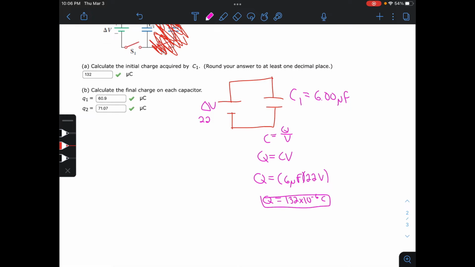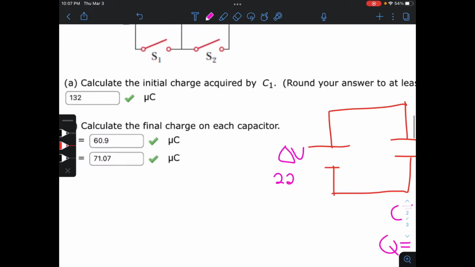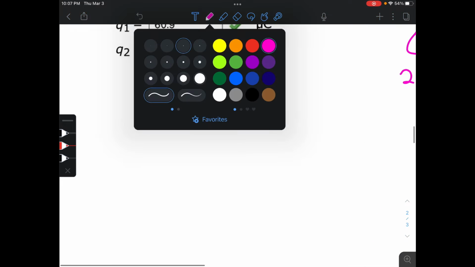Calculate the final charge using the second capacitor. Okay, so now we do have to take into account that capacitor. But seeing as we just found the charge for the first one, that charge is going to be constant for both. I hope that kind of makes sense. That charge being delivered to each capacitor will be the same because they are in parallel. So we're going to use that charge here.